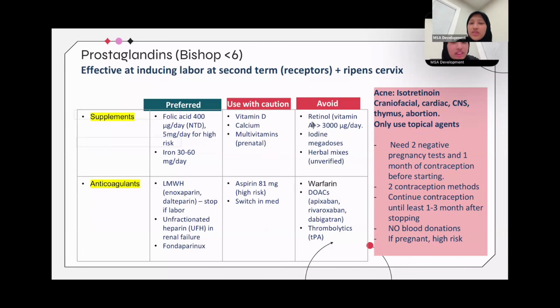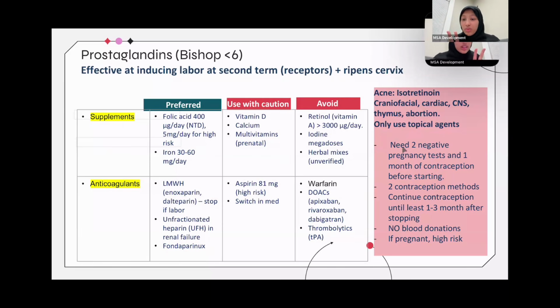Actually, retinol or vitamin A in acne, like isotretinoin, can cause major side effects. A can cause craniofacial, cardiac, CNS, thymus defects, abortion even. So only use topical agents or creams for acne, because isotretinoin is an absolute contraindication. You have to make sure that the person is not pregnant before taking that.